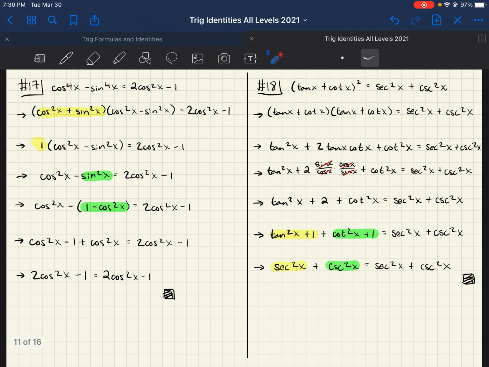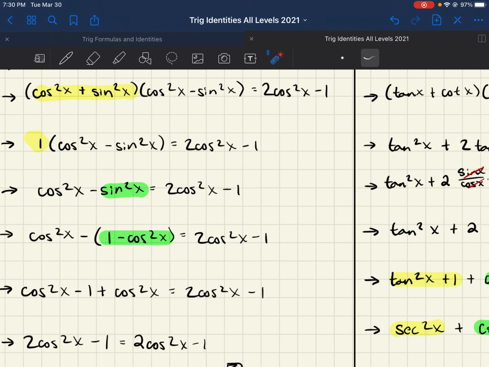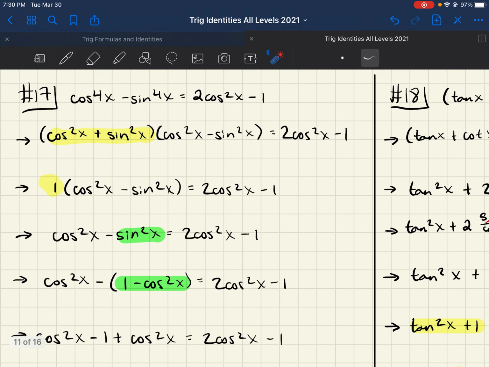Okay, so I believe these are the advanced level problems, the last 8. And some of these get a little tough. Some of them are not too bad. Some get pretty tough. So, number 17 here.